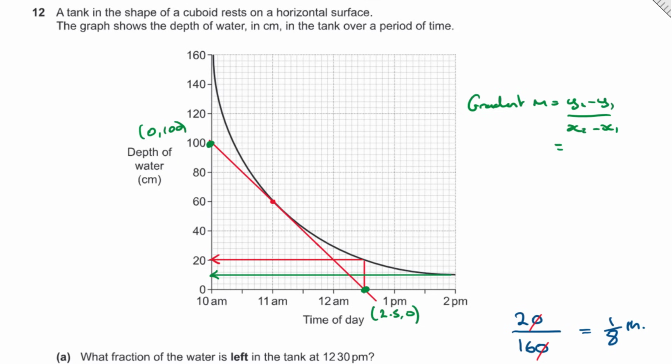In this case, y2, the second y coordinate is going to be 0, minus the first is 100, divided by the second x coordinate, which is 2.5, minus the first, which was 0. So we've got negative 100 divided by 2.5. 2.5's into 100. Well, 5's into 100 go 20 times. It must be 40, mustn't it? So it's going to be minus 40 centimeters per hour. Okay, so at that point it is changing at a rate of 40 centimeters per hour.